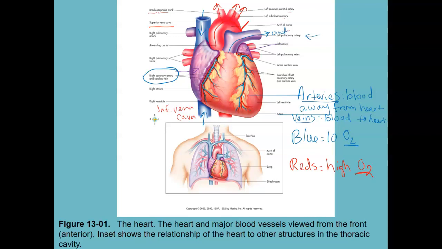So we have the coronary artery and the cardiac vein, and then we have the branches of the left coronary artery and cardiac vein. So you have the right and the left. Very, very important. The great cardiac vein is bringing blood back into the system. All right, and when we look at the posterior side, we're going to see some other vasculature that helps to support the muscle tissue of the actual heart itself.